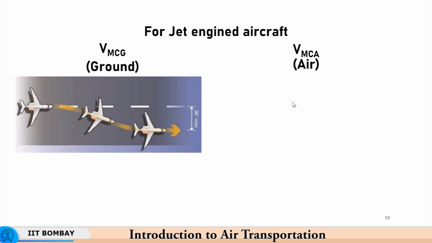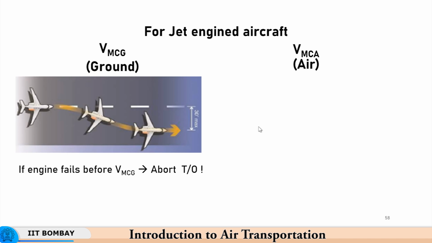So, VMCG stands for how much distance offset the aircraft travels using its landing gear. You can see that on the ground the blast of the jet engine or any disturbance can lead to an error of around 30 meters here.